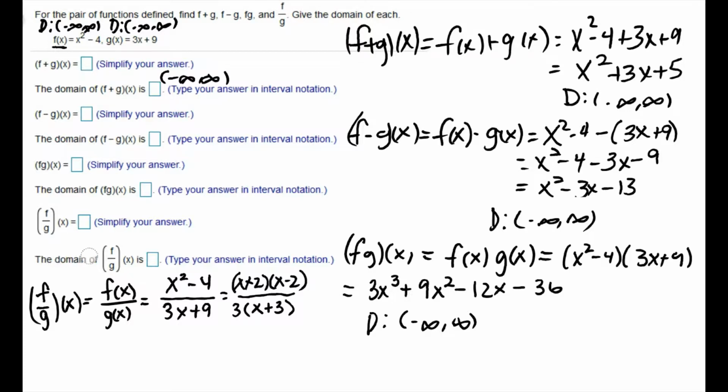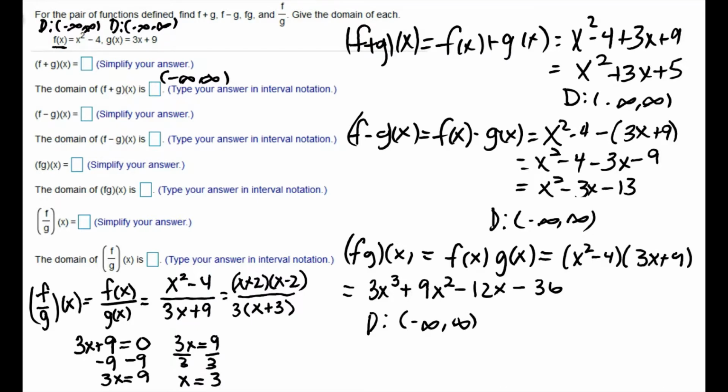The next part says find the domain of f over g. So this one is different than the previous examples. In all three previous examples, adding, subtracting, and multiplying created another polynomial function. But when you divide two polynomials, you don't create a polynomial function, you create a rational function. With rational functions, we're worried about the denominator being 0. So to find the domain, we're going to take that denominator of 3x plus 9, set it equal to 0, and solve. So we're subtracting 9 on both sides, we get 3x equals 9. Divide by 3 on both sides and get x is equal to 3.